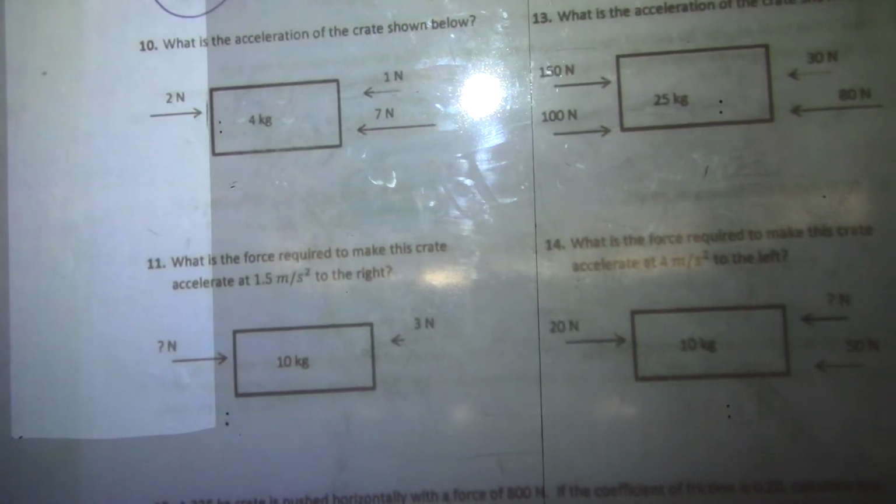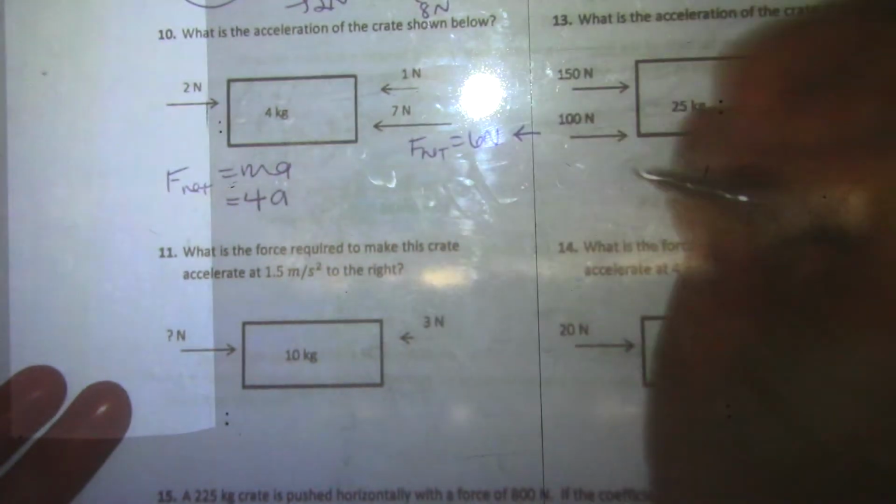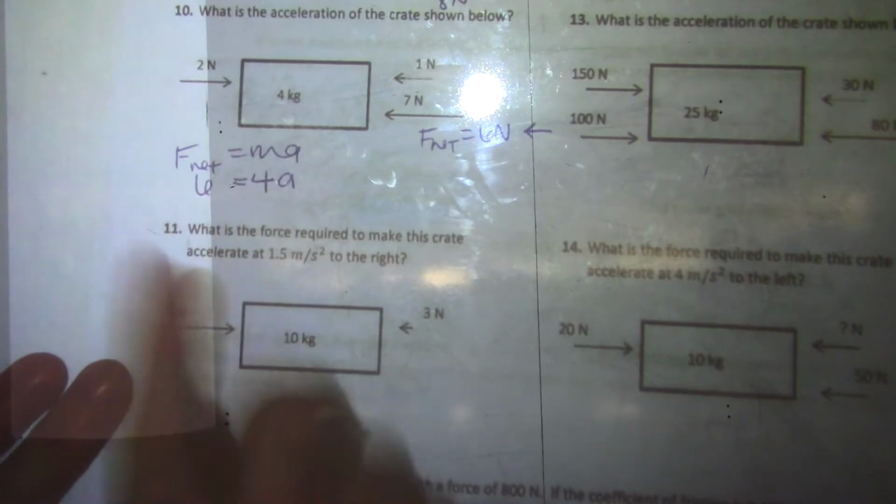Number 10 is different. It's asking for acceleration. So I know I'm going to be plugging into my F net equals ma. I know my mass. It's 4. I'm looking for a, so I need to know my net force before I can find a. So let's look. I've got 2 this way and 8 newtons this way. So that means my net force is going to be 6 newtons to the left. Plug in net force, divide the 4 over. That gives me an acceleration of 1.5 to the left.